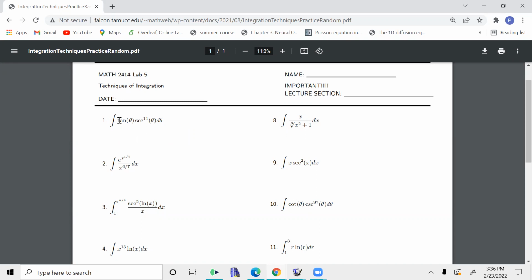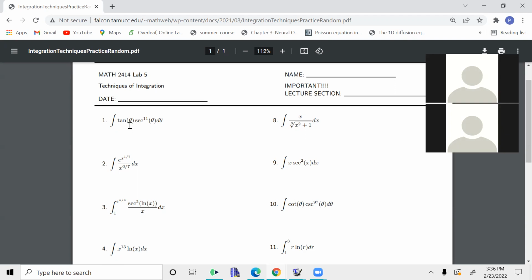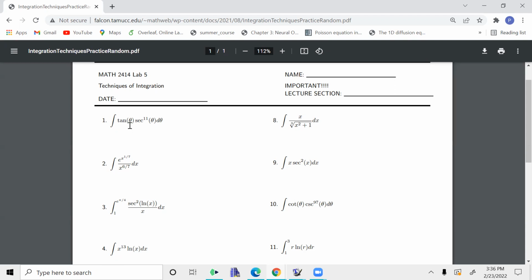For example, question number 1, you can use integration by parts, but the problem is these two are recursive functions. If you integrate secant, you will get another trigonometric function. If you integrate the trigonometric functions, again you will get back the trigonometric. So it's like a recursive function, and integration by parts might not be a good idea for this type of problem.